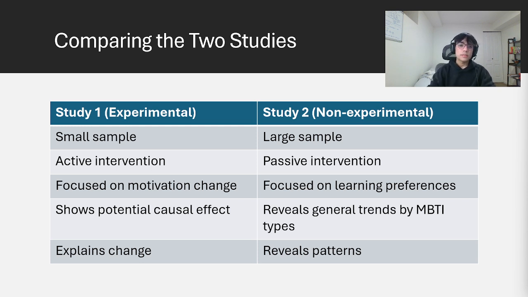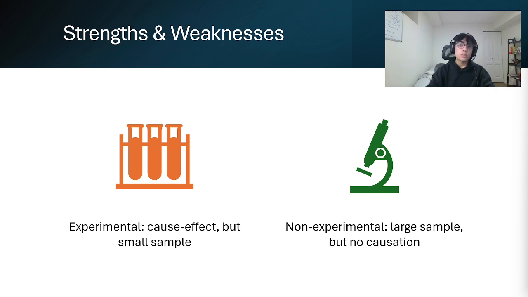Strengths and weaknesses. Each study has its own strengths and limitations. The experimental design's strength lies in its ability to suggest causation. It tested an actual intervention. However, it had a small sample size and lacked a control group, which limits how much we can generalize these findings. The non-experimental design's strength is its large sample and realistic setting, but it can only identify associations, not cause-effect relationships. Both types of research are important for building knowledge in psychology.